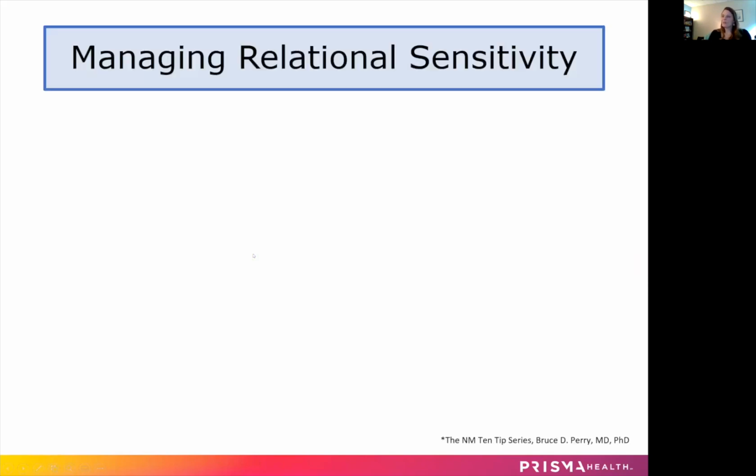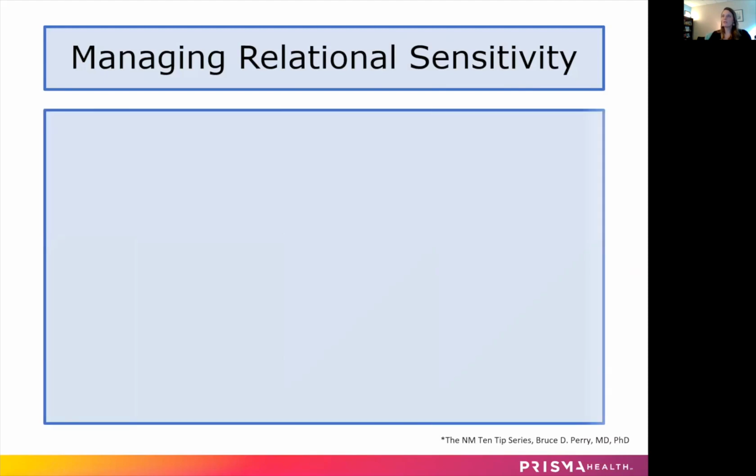And Dr. Perry made this great NM 10 tip series. I made a slide based on this document that he has about how we manage relational sensitivity. We're going to go through the top 10. So the first thing is watch your proximity.